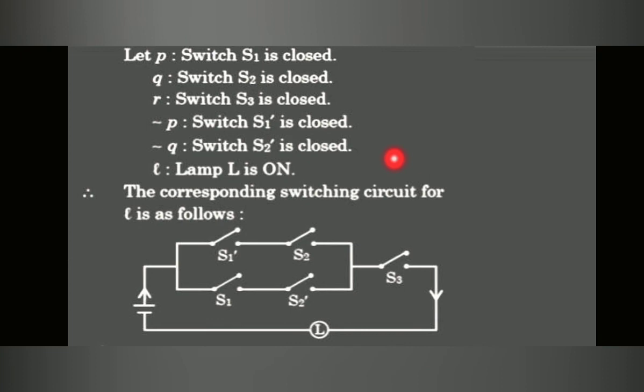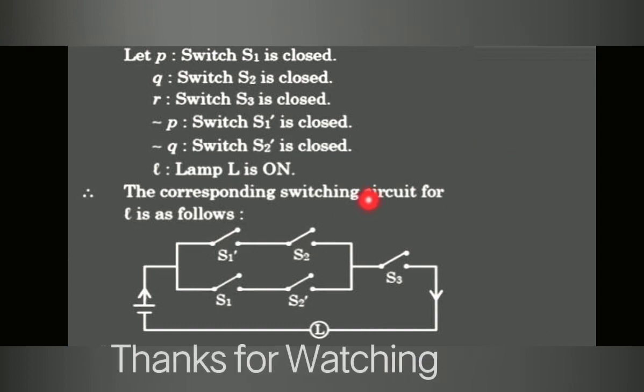See this diagram. First write P, Q, R, ¬P, ¬Q, and L lamp is on. The corresponding switches circuit for the L is as follows. This S1', and Q, or P and ¬Q, and R means S3 means R. This is the diagram for this.